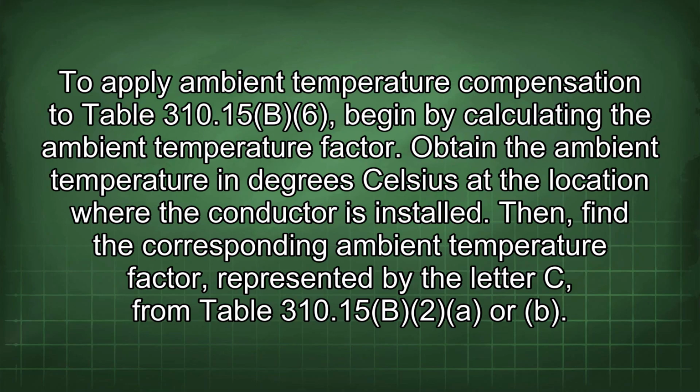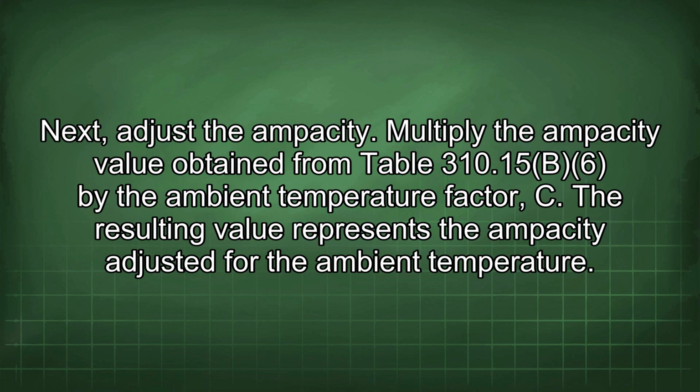To apply ambient temperature compensation to Table 310.15(B)(6), begin by calculating the ambient temperature factor. Obtain the ambient temperature in degrees Celsius at the location where the conductor is installed. Then, find the corresponding ambient temperature factor, represented by the letter C, from Table 310.15(B)(2)(a) or (b).